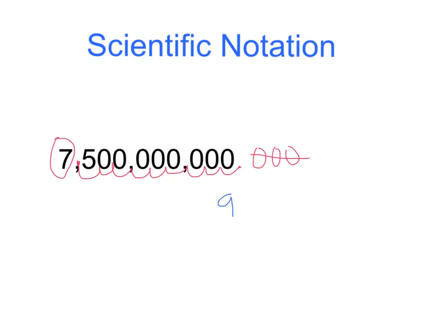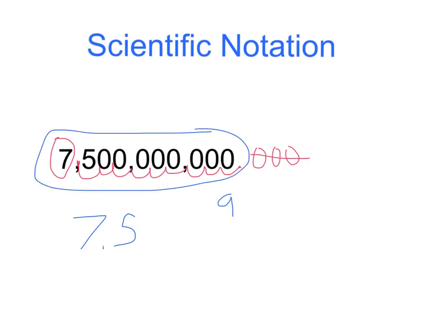Now, what I was doing by counting was counting how many times that decimal needed to move to the left. So this is now, instead of 7 and a 5, it's actually now 7.5. Imagine that decimal's there. So I'm going to write that, 7.5. Now, obviously this number is not 7.5. And it's not 7.5 times 9. However, it is 7.5 times something to the ninth.